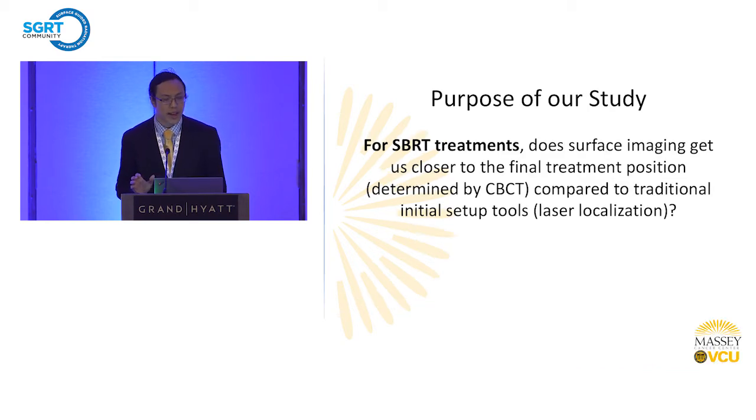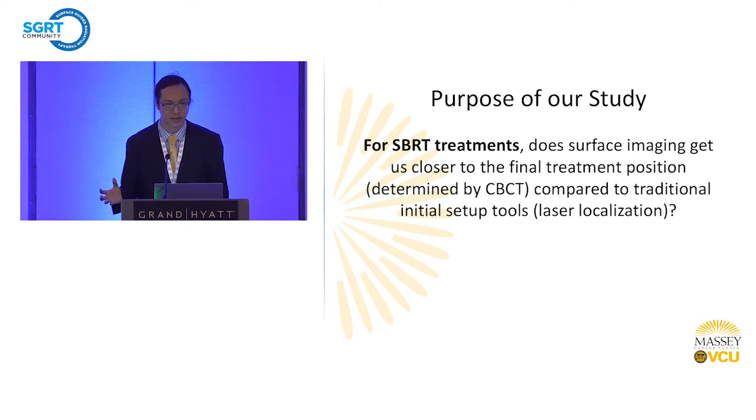So the question that we want to answer is whether or not the inclusion of surface-guided radiation therapy gets us closer to the final treatment position determined by that last cone beam CT compared to traditional setup, laser localization. So this is a hot topic. It's going to come up again in some of the later sessions. We're really focusing more on how we do it at VCU for SBRT in particular, so that's what our data is focused on. What other people do might be very different from how we implement it. So this is just one way that we've chosen to incorporate surface imaging into our clinic.